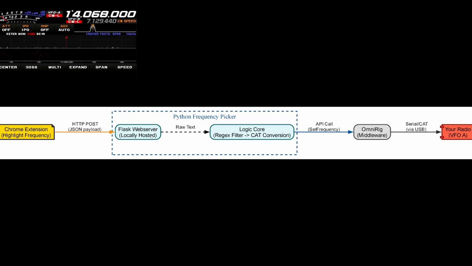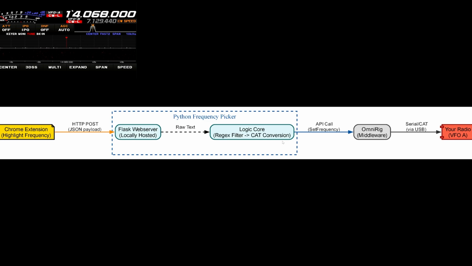And the Python script opens a little web server, a Flask web server. This is a very, very tiny web server. It takes whatever you highlighted and processes it. It's called here logic core, but basically it looks if it is a number, if it is a frequency, and then it converts it to the CAT command which your radio understands. We will have a look later at this.